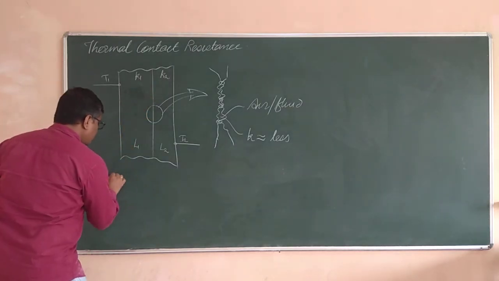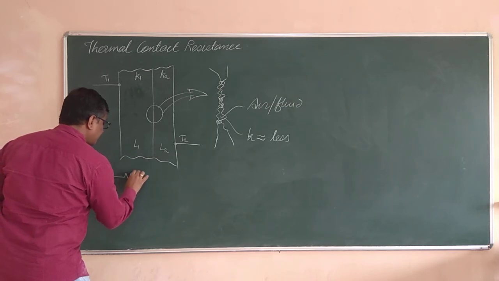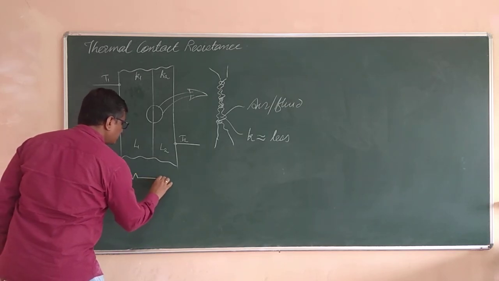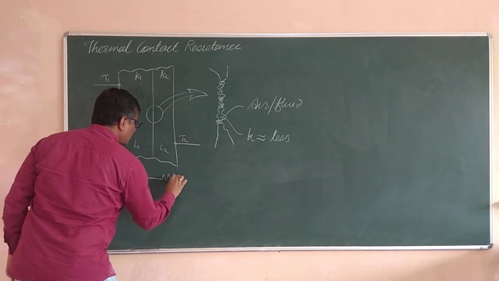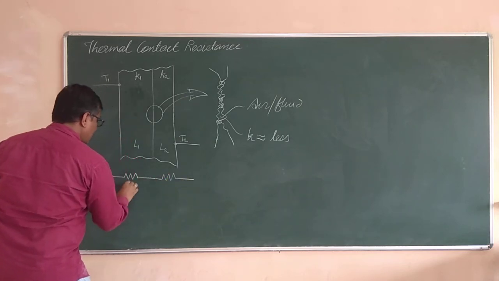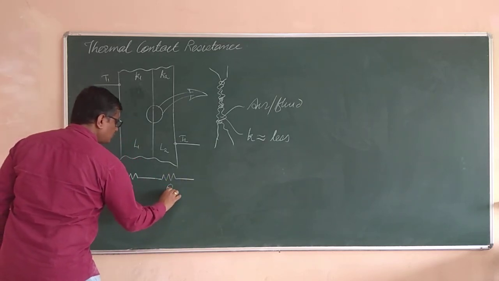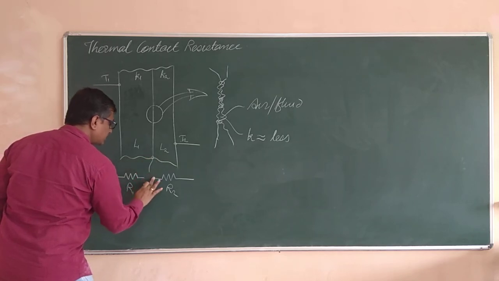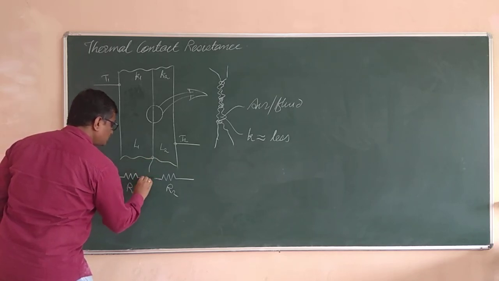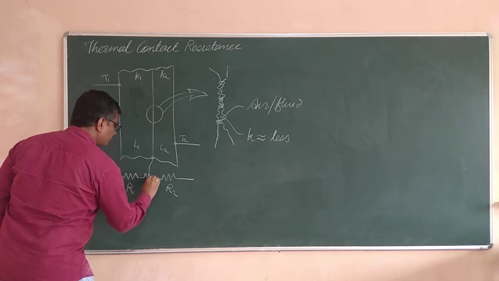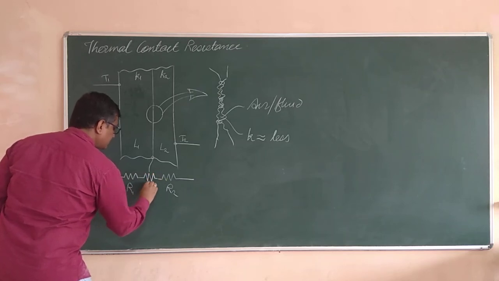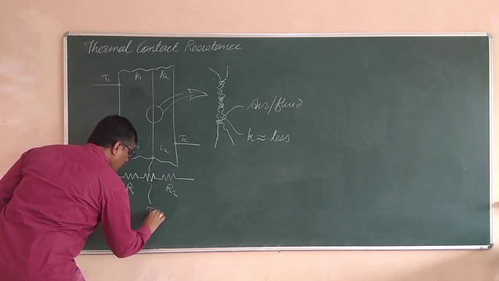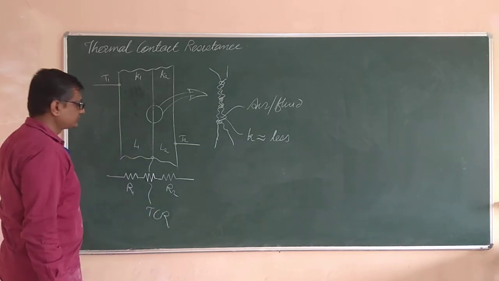So if you try to get the equivalent circuit diagram for this one, it's not like this, but this is R1 and this is R2, and in addition to that, over this region there exists a resistance, and that resistance is over here. I will call this the thermal contact resistance.